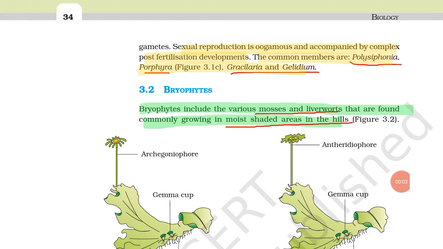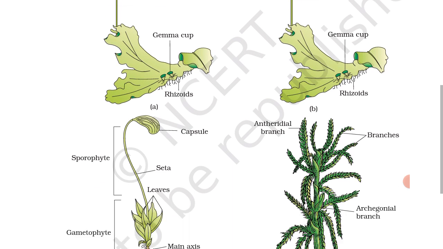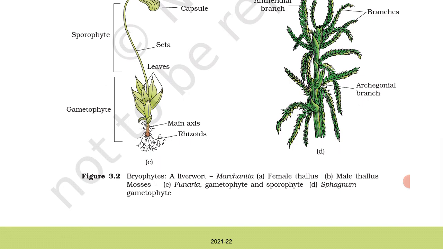Bryophytes. Bryophytes include the various mosses and liverworts that are commonly found growing in moist shaded areas in the hills. So bryophytes include liverworts and mosses, and their habitat is moist shaded areas in the hills. See these liverworts and mosses in Figure 3.2, bryophytes.